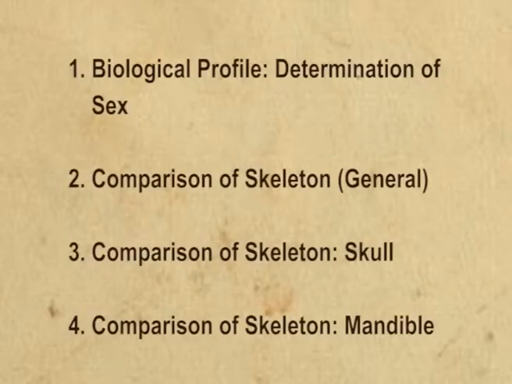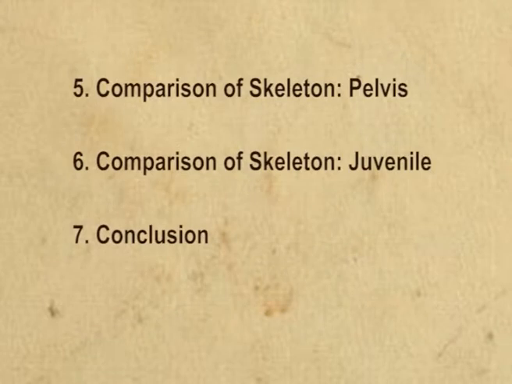In module 1, we will be covering the biological profile, the basic determination of sex. Module 2 will be a comparison of the skeleton in general. Module 3 will deal with the comparison of the skeleton with the help of the ischial, that is male and female ischial, and module 4 will cover the comparison with the help of the mandible, males and females. Module 5 will deal with the comparison of the pelvis, that is male and female pelvis, and module 6 will deal with the comparison of the skeleton in juveniles. The conclusion will be module 7.